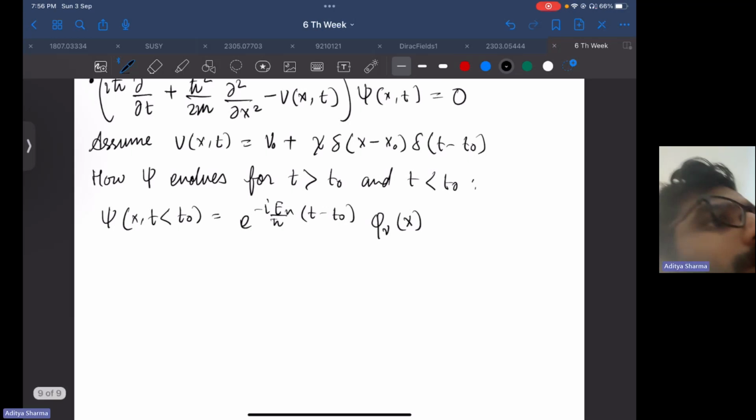Now for the Hamiltonian, this is for t less than t naught. Psi of x and t for t greater than t naught: there is no impulse, so it should again be the same thing, right? We can use the basis states. So for times t greater than t naught, the Hamiltonian is again static. We may write this state as a linear combination of the basis states.